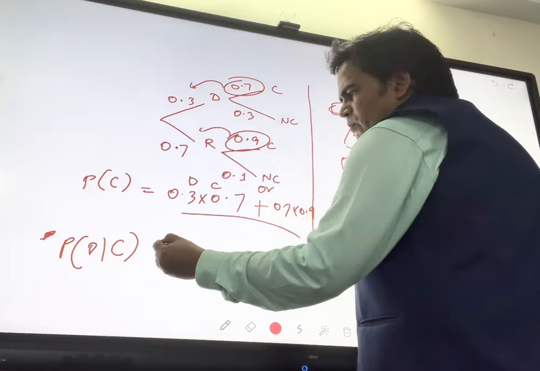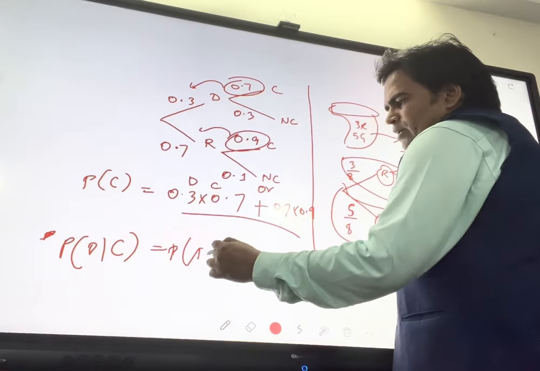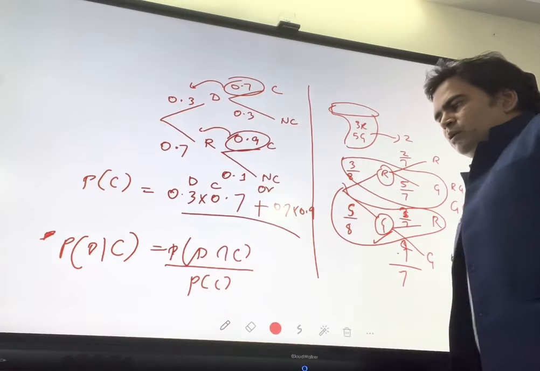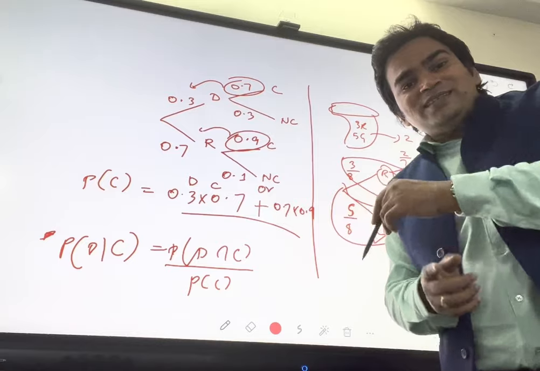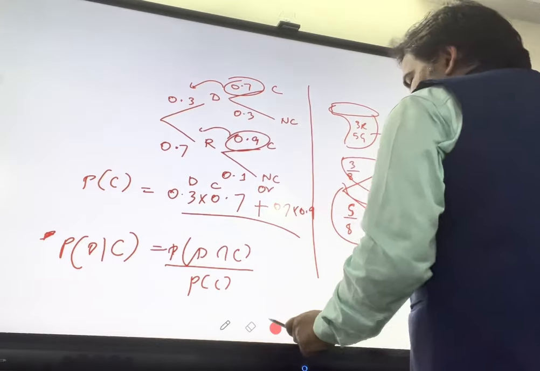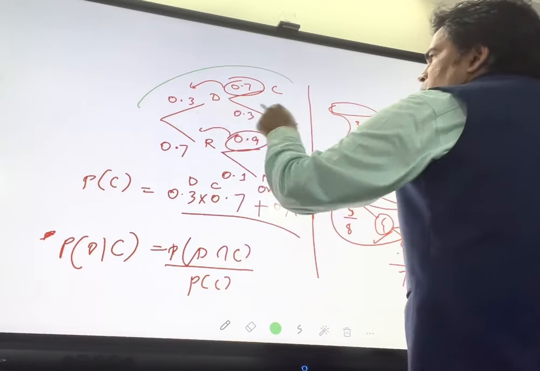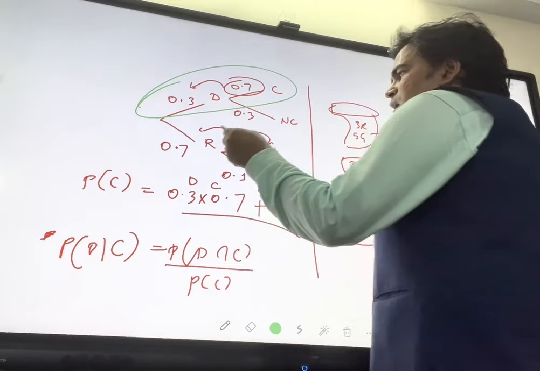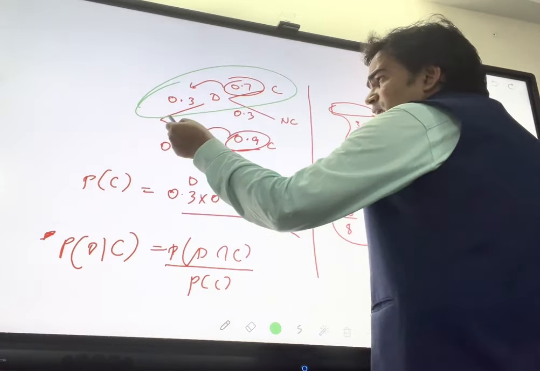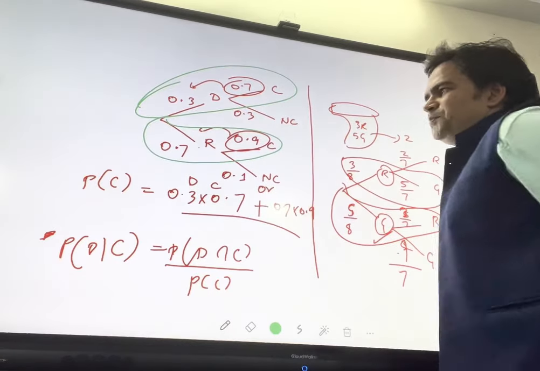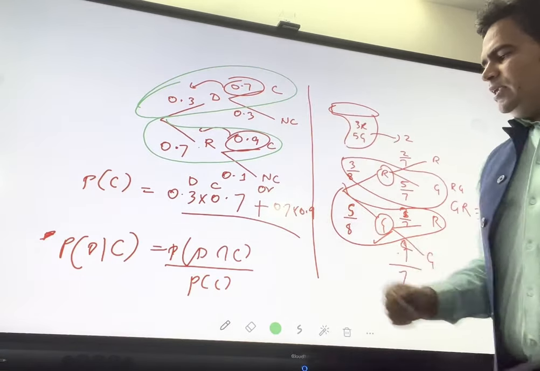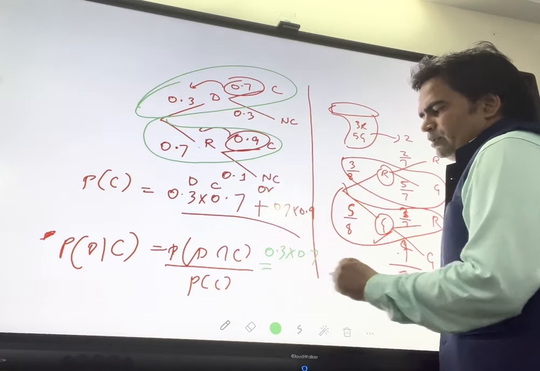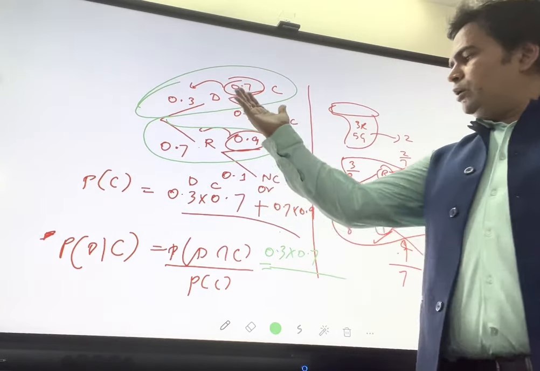So this is going to be probability of dry day intersection with cycling, upon probability of cycling. Where do we see that it is a dry day and cycling? If you see, it is basically this branch, the first branch. And where do you see the other chance of cycling? This one, which is a rainy day and cycling. So the dry day and cycling chance is 0.3 times 0.7, and that goes to the numerator.